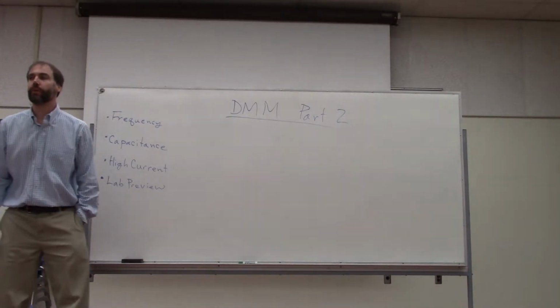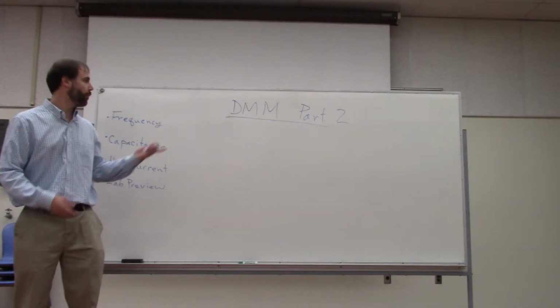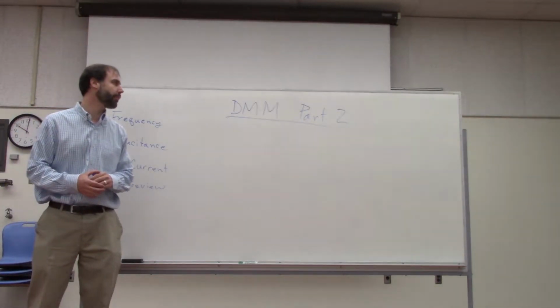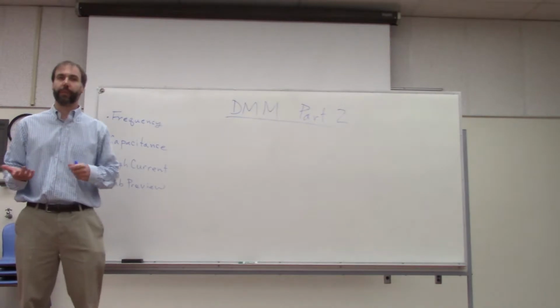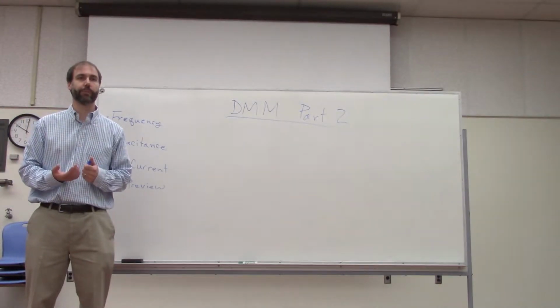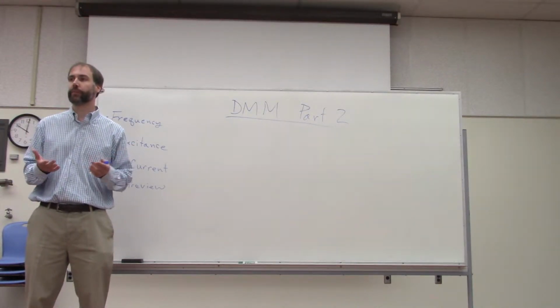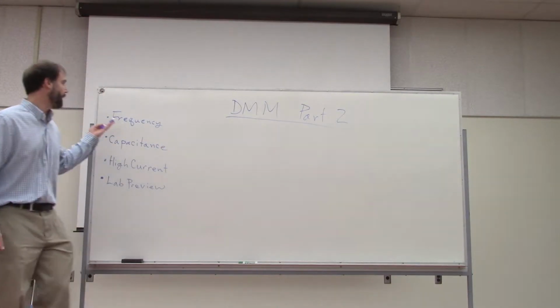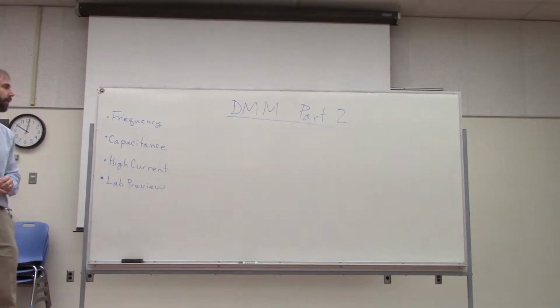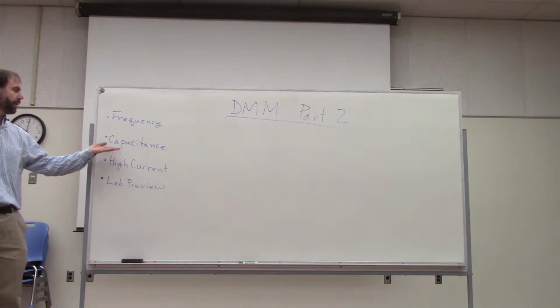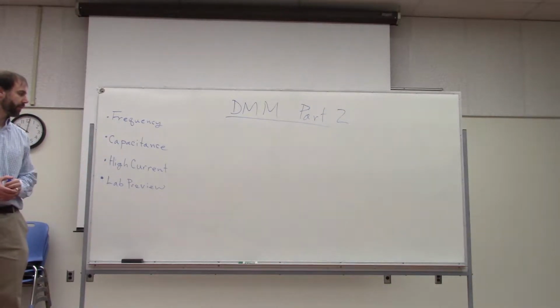Okay, so today we're going to talk a little bit more about the digital multimeter. We've already talked a little bit about it. We've used it in some of our labs. We've used some of the basic functions. Today we're going to talk about some of the more advanced functions. We're going to talk about the way that we can use it to measure frequency, capacitance, and high current.